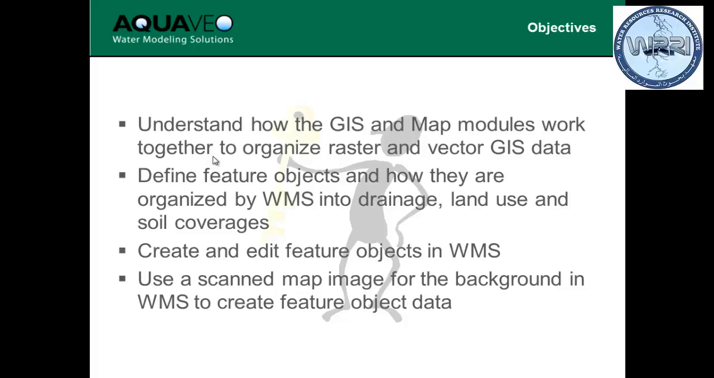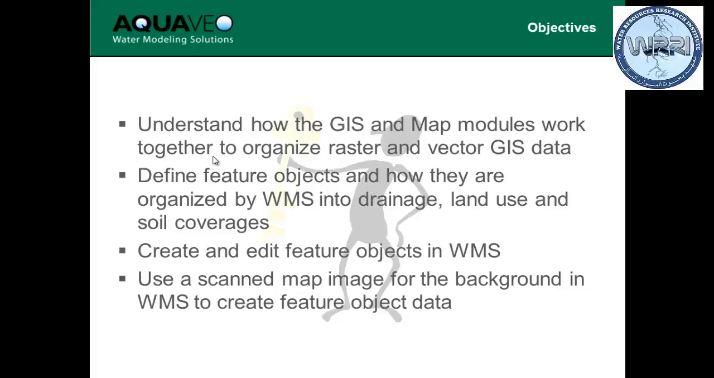What's a vector? What's vector GIS data? Anybody tell me what that is? Yeah, so points, lines, and polygons are vector. Any of that data you can bring into the GIS module. You can bring in raster or vector GIS data into the GIS module of WMS, but then we have to convert that data to another module to actually be able to use it in WMS.